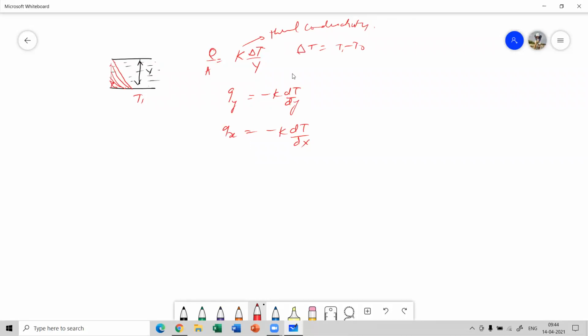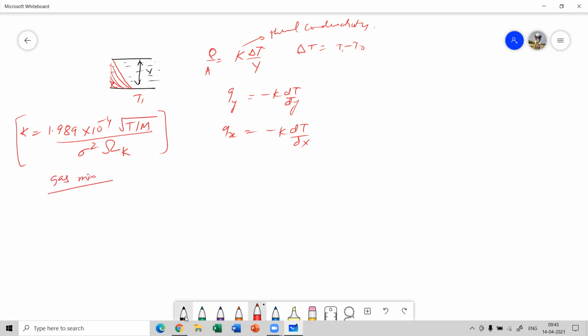Similarly to viscosity, thermal conductivity can also be calculated for individual gases, which is given by this formula: 1.989 into 10 raised to the power minus 4 under root of T by M, over sigma square. The one which we studied, similarly to what we studied for viscosity. And thermal conductivity for gas mixtures.